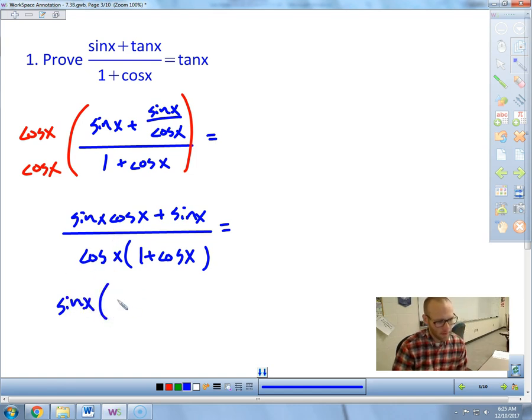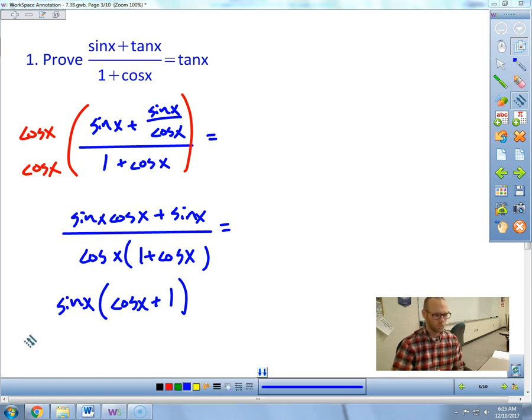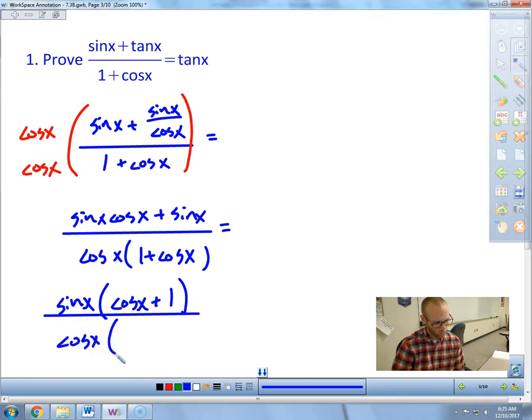Why would I want to factor that out? Because it leaves me with a cosine of x plus 1. So the sum of cosine and 1. And what do I also have on the bottom? I have 1 plus the cosine of x.